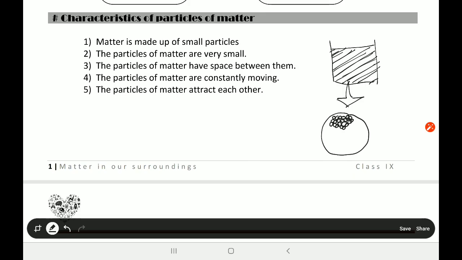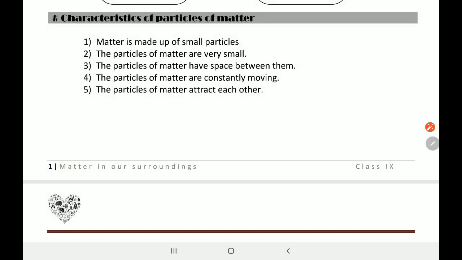This motion of the particles has a name. I think it is called Brownian motion. The motion of these particles, which are continuously moving, is called Brownian motion. Brownian means random motion. The word is a bit different, but it is nothing but random motion. That's it, nothing else. And of course, the last one: particles of matter attract each other. So you need to remember all that. If you had been in front of me, I would have got it remembered by you.